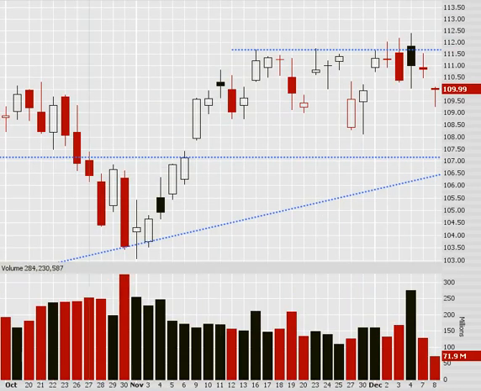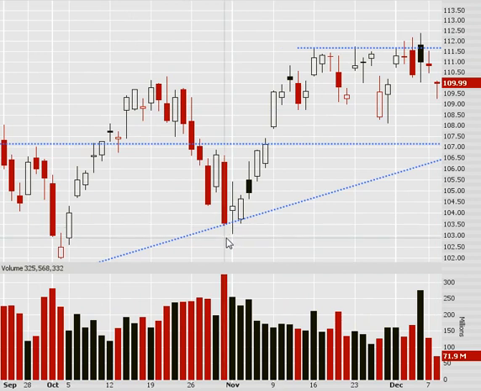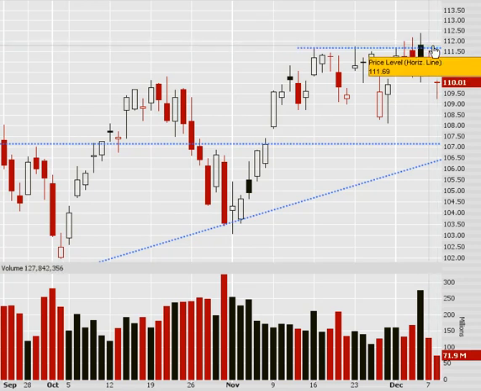If you wanted to be a little more conservative, you could place your stop down here at the 103 level, looking to go long and looking for a break above this 111.50, 112 area.